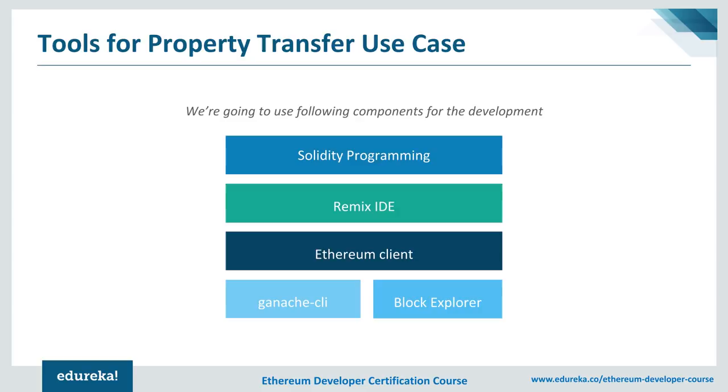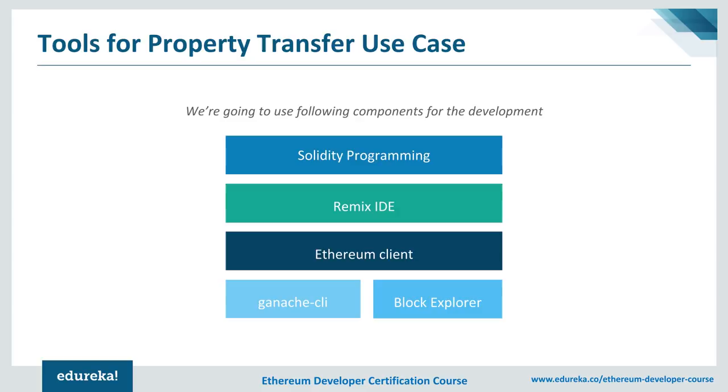So let's get started. We are going to use the Ethereum platform for development. We'll be writing our code in Solidity and using the Remix IDE for compilation and deploying. And we're also going to use Ganache for our test network and to actually see our blocks have been transferred. We're going to use this thing called Block Explorer. So I'm going to write my code bit by bit and explain once I'm done writing a bit. And that's how we're going to go about it.